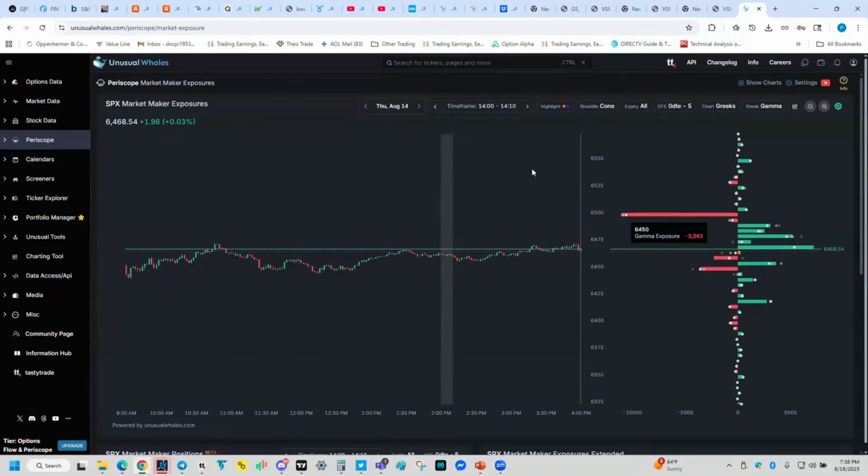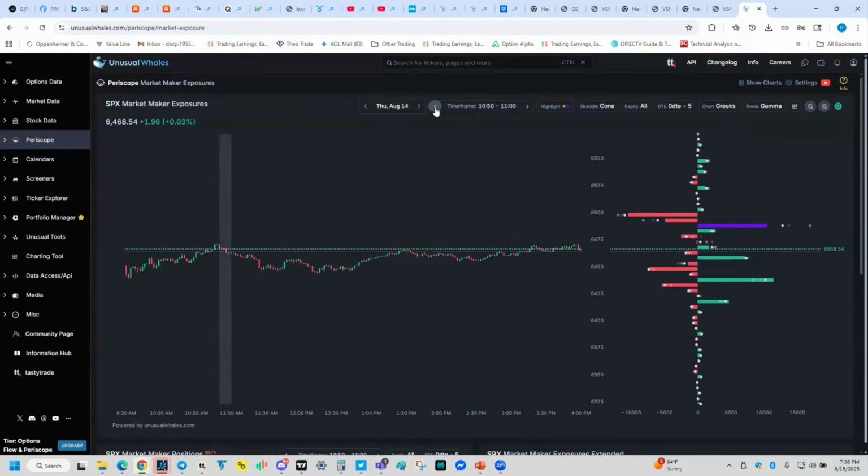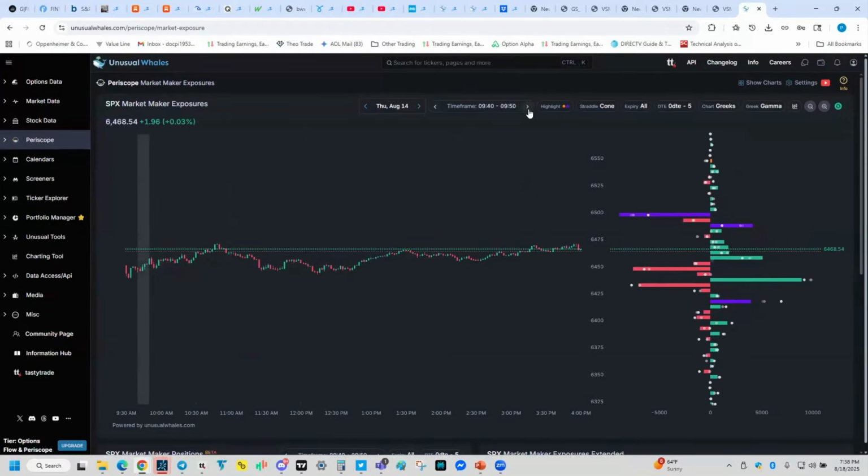And so let's just say, I'm just kind of randomly picking Thursday, August 14th. Okay, so here's the setup in the morning. And you have market makers short over here, and here's where the price is. So here's where we opened. We opened over here. Whatever number that is, 64.50, same place where we are now. Thursday, August 14th.